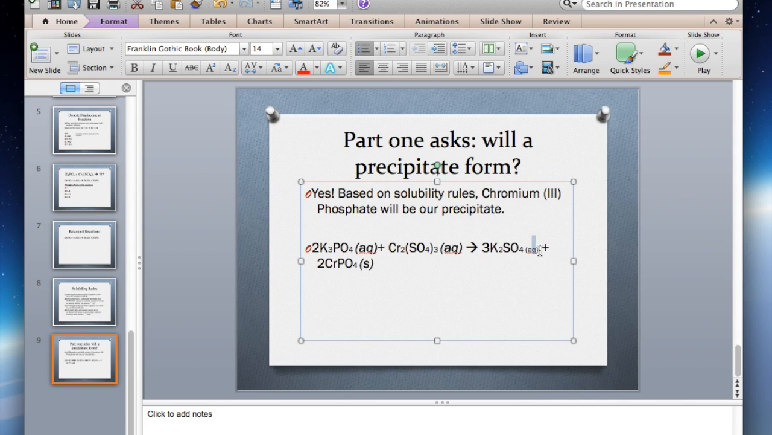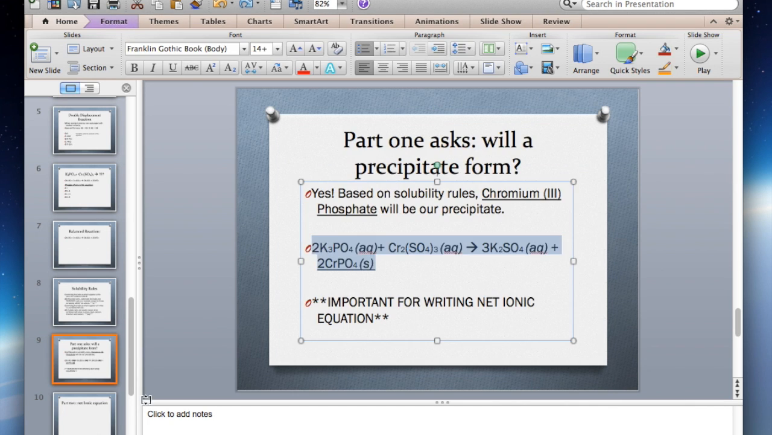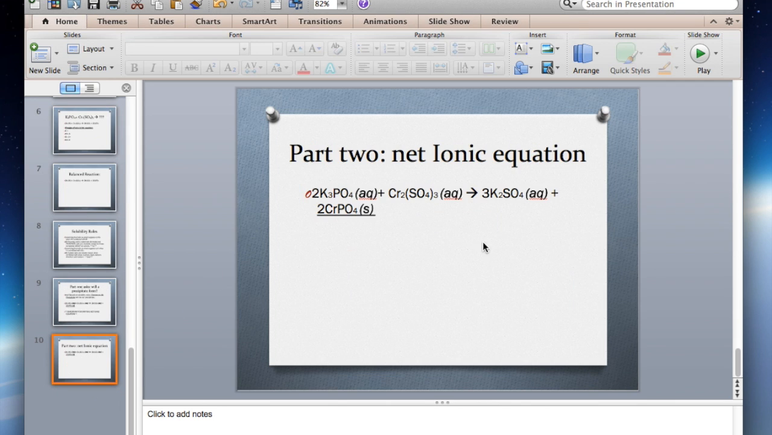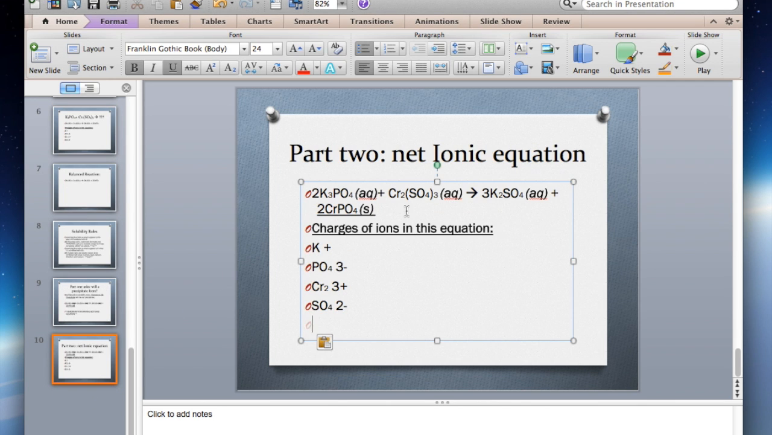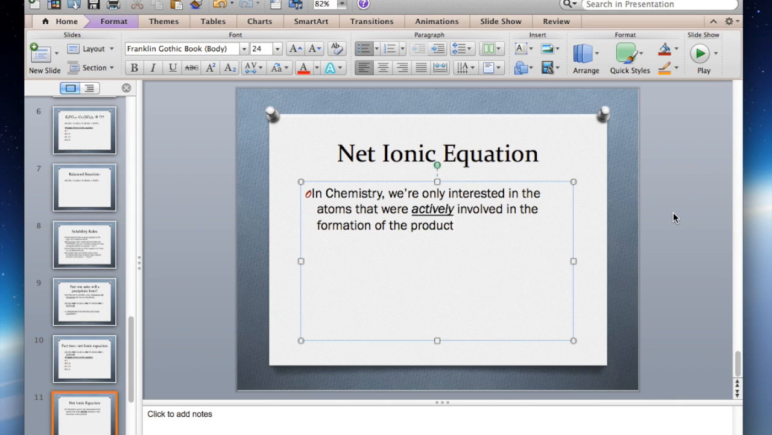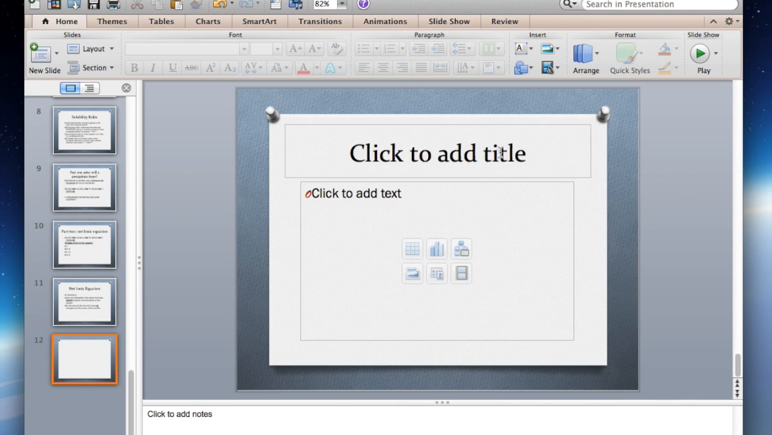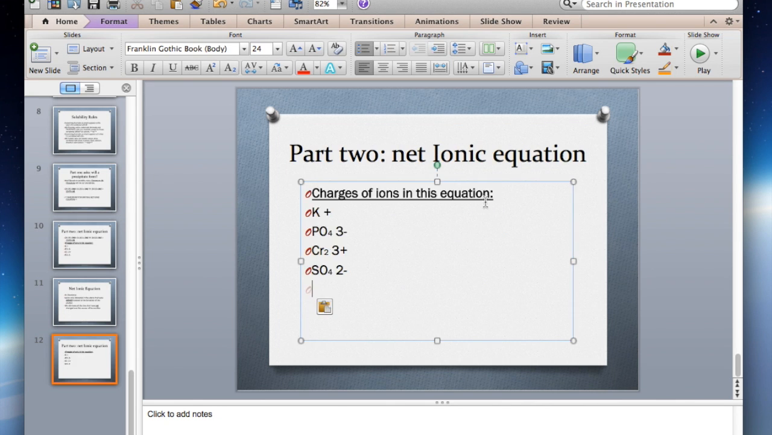That's going to be real important for when we focus on part 2, which is the net ionic equation. Since we have already found the charges for each individual ion, we can separate the compounds into the 2 parts they're made up of. In chemistry we're only interested in the atoms that were actively involved in the formation of the product, so we can eliminate all the ions that have not changed over the course of the reaction. The ones that have stayed the same on both the reactant and product side are pretty much boring to us. So let's write it out for the net ionic equation.